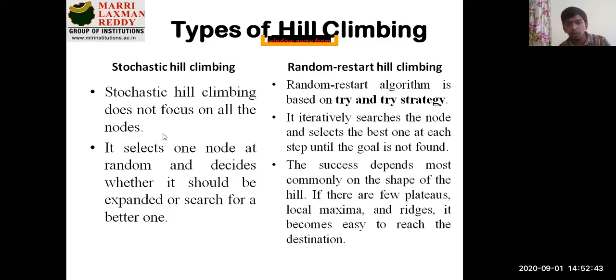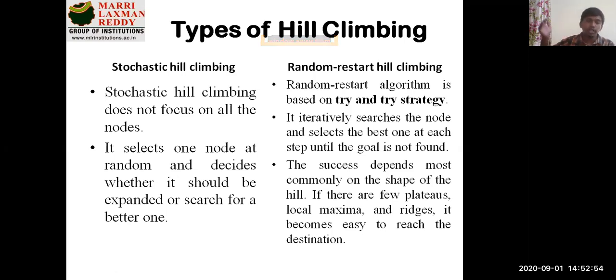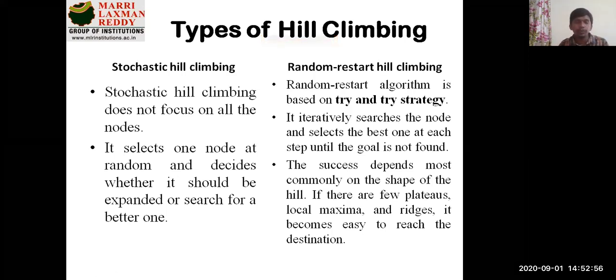The other 2 approaches of hill climbing are stochastic hill climbing. As I said, it does not focus on all the nodes. It only randomly selects some nodes and moves to that solution. So a solution cannot be expected 100% because it is randomly selecting, and the path may or may not lead to a solution. According to the moves you select randomly, that only will be your path.